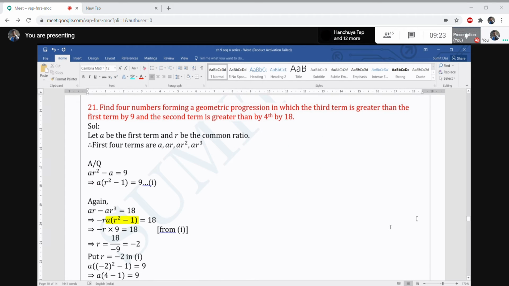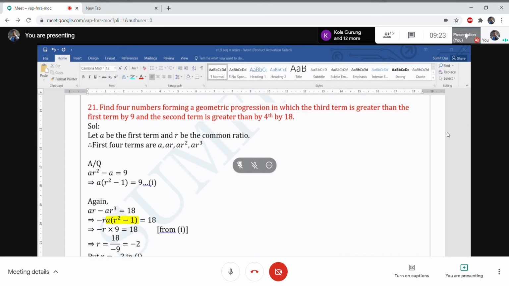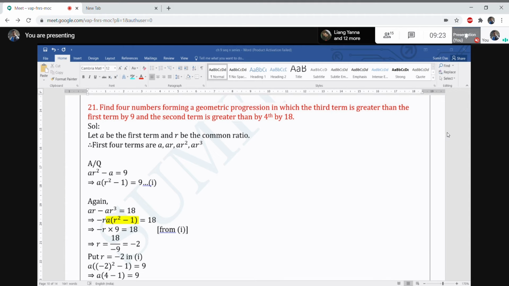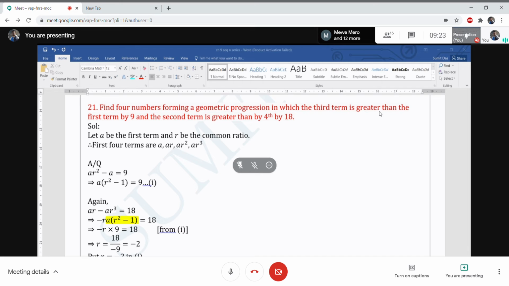Then question number 21. Question number 21 is saying: find four numbers forming a geometric progression in which the third term is greater than the first term by 9, and the second term is greater than the fourth term by 18.